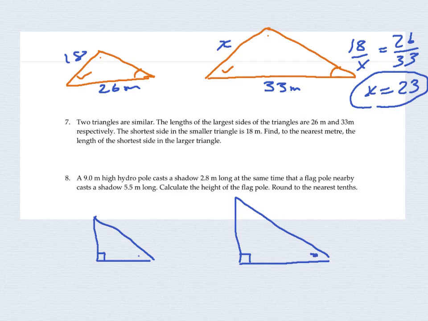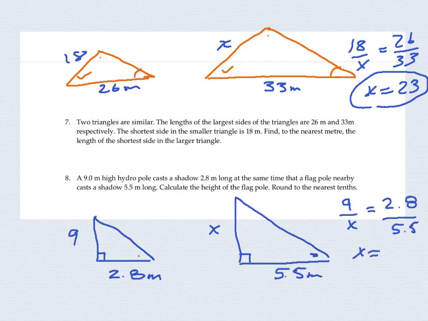A 9-meter high pole casts a shadow. Shadows are always on the ground, they're not in the air. It is 2.8 meters long. The flagpole casts a shadow 5.5 meters long. Find the height of the flagpole. You would say 9 over X equals 2.8 over 5.5, and that gives you enough setup to solve the math. X would equal, to the nearest tenth, 17.7 meters for the height of the flagpole.